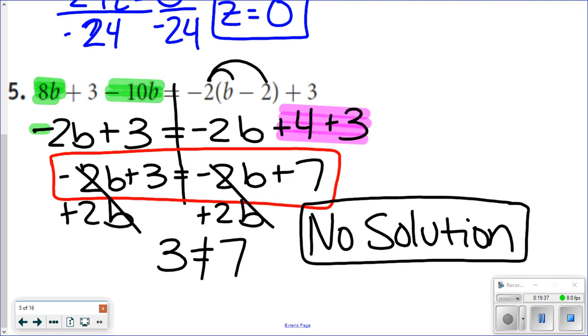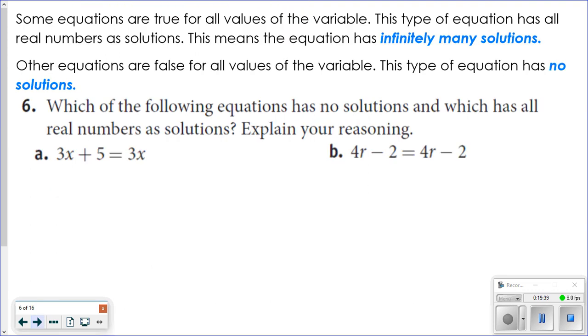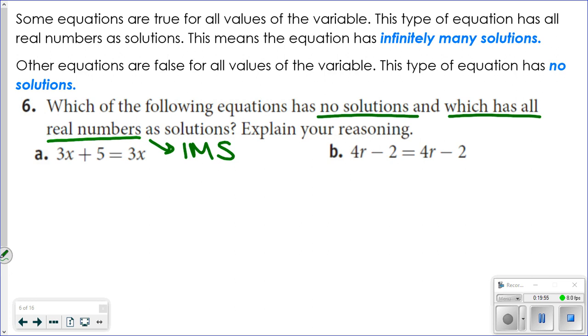Okay. So go ahead and try question 6 on your own. You have 2 equations. Which of the following has no solutions and which has all real numbers, which is another way to say infinitely many solutions. So pause the video, figure out the answer to A and B. Make sure you're explaining your reasoning.